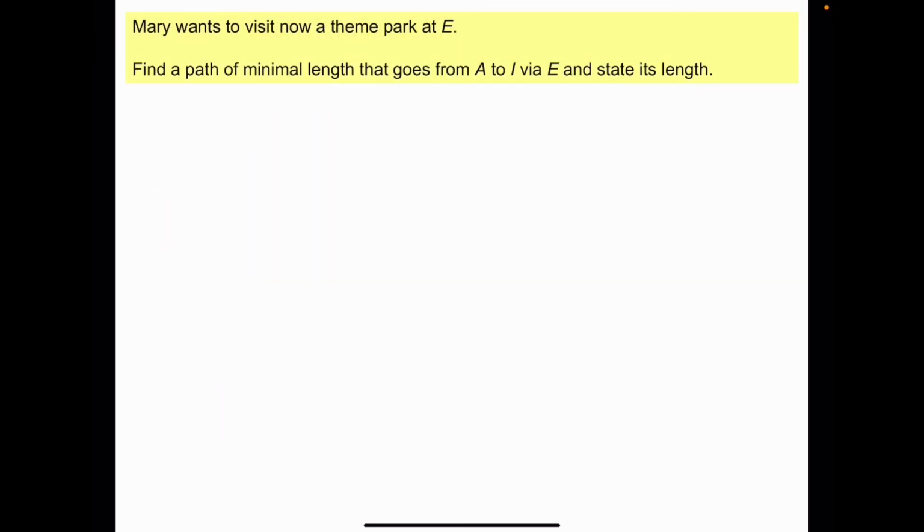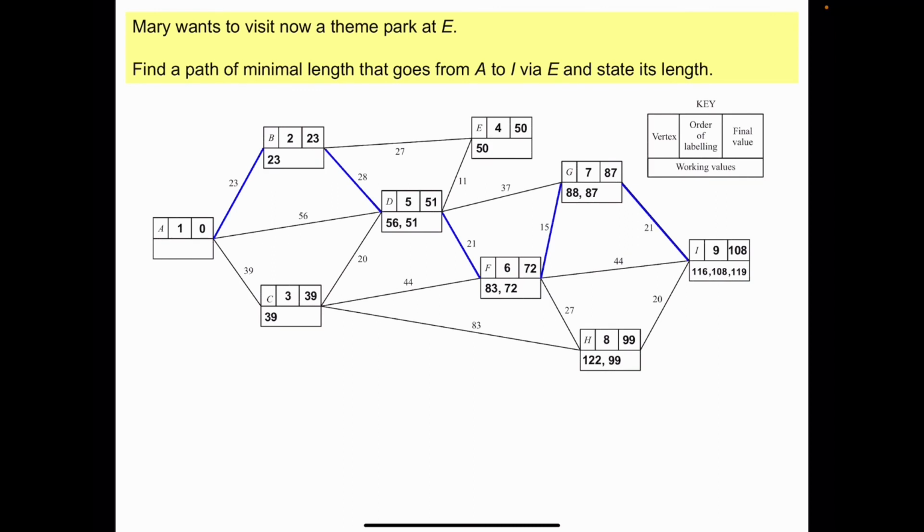So the next problem is actually related to the previous question, so I'll just redraw. The girl who was asked to go from A to I using the shortest route now wants to stop at the vertex E, where there is some theme park, some attraction. So she needs to find the minimal length that goes from A to I but stops at the E vertex. Okay, so I can just go up to B, that's fine. But from B, I have to go to E and then go to D and continue to I.